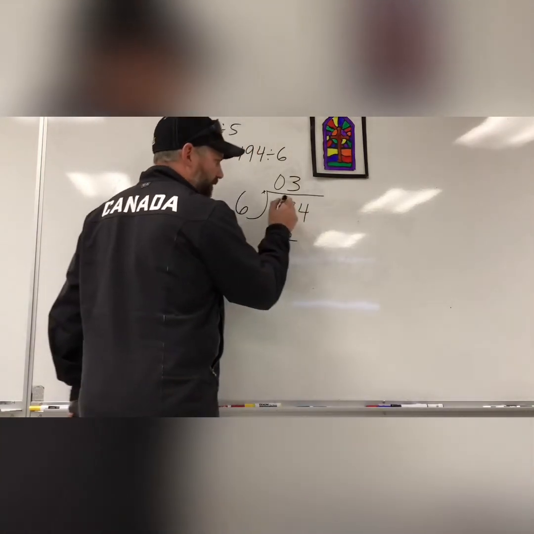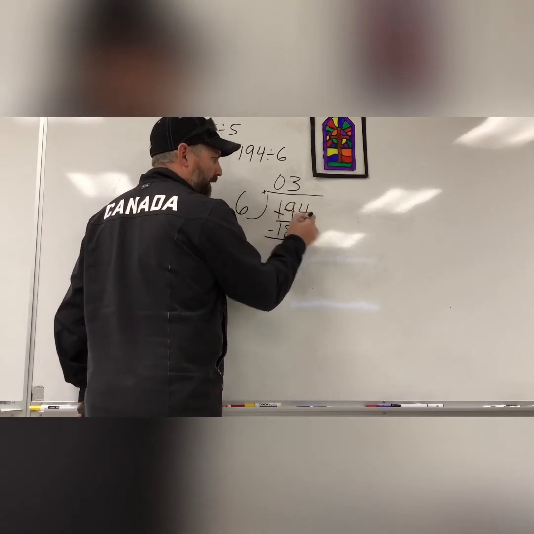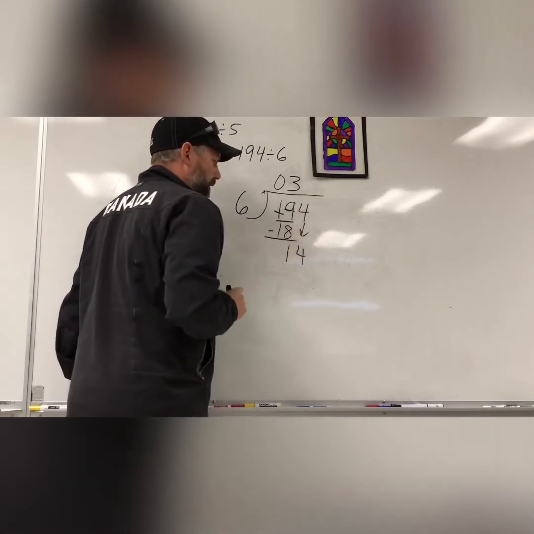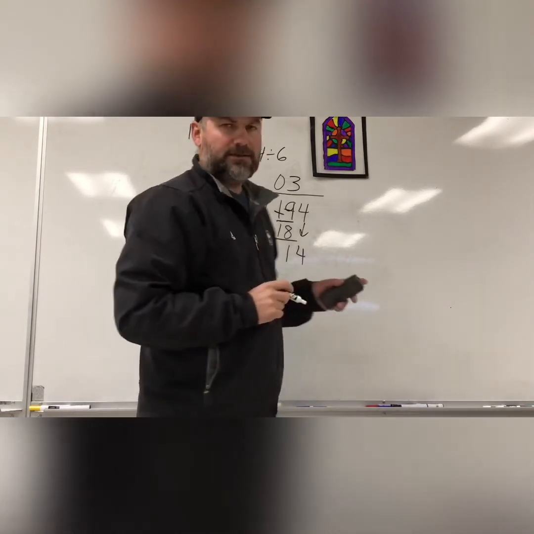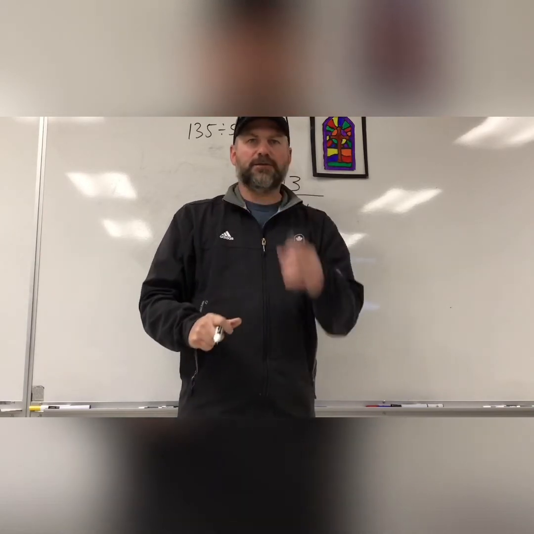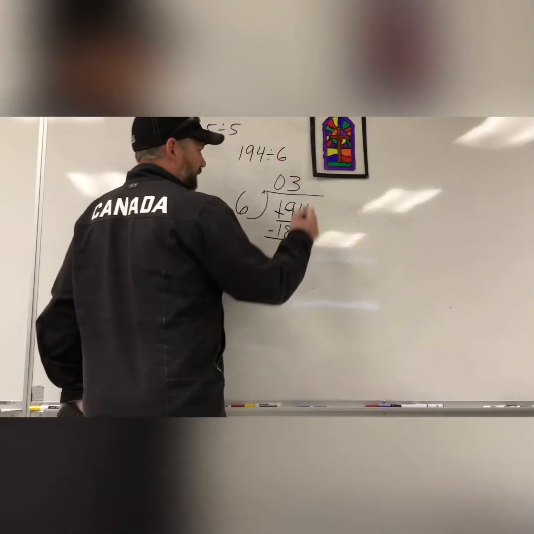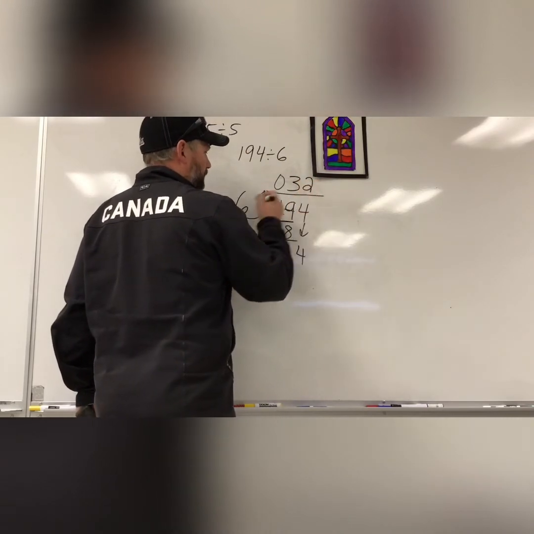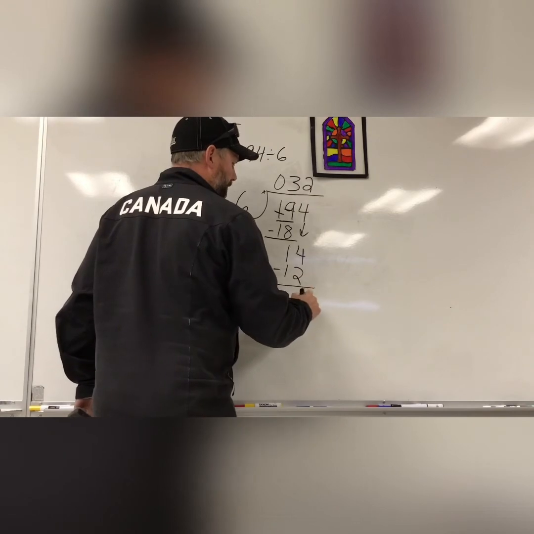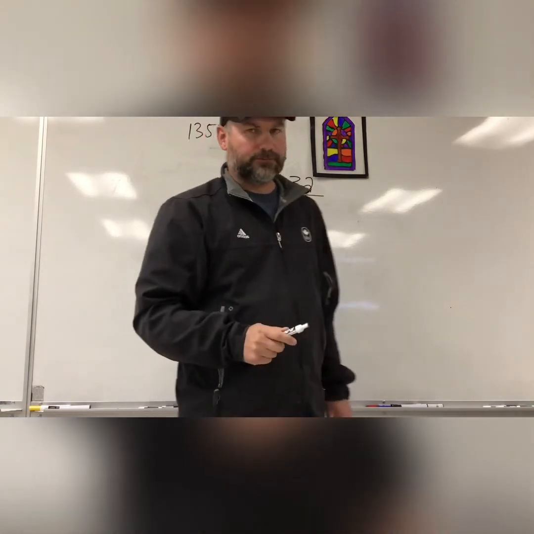Okay, so now we've dealt with that number, we've dealt with that number, we have this one to go. So we drop the 4 down, and now we have 14. Can 6 go into 14? And how many times? 6, 12, 18. So you don't want to go past. So there's 2 6s that can come out of 14. So 2 times 6, 2 6s is 12. Subtract that out, and we're left with 2.